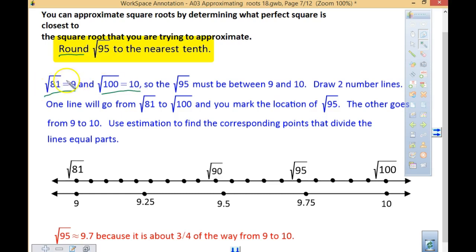Okay? So by knowing 81 and 100, I know that 95 has to be between 9 and 10. So what you're going to do is set up your number line. You'll put square root of 81 first, and right below it you'll put 9. At the other end of your number line, you're going to put square root of 100. Square root of 100 is 10. Then we're going to go halfway, halfway between 81 and 100.